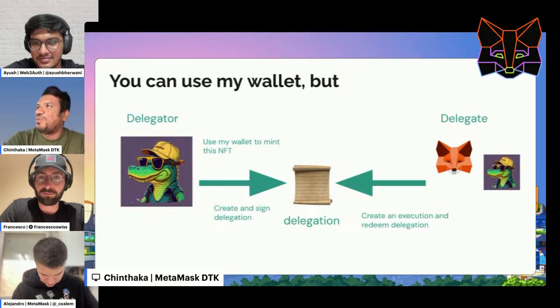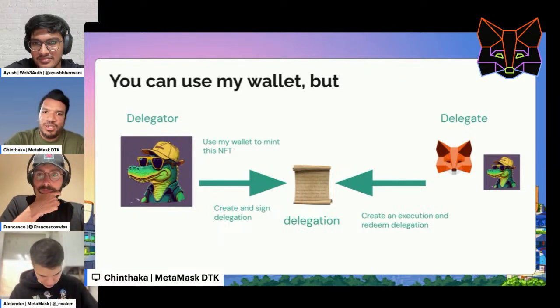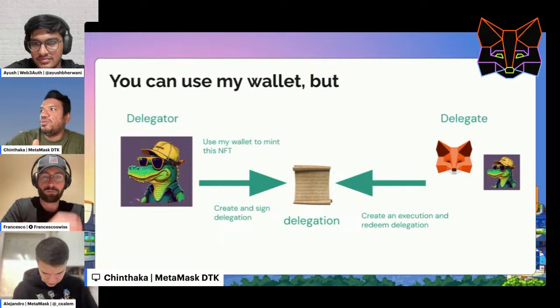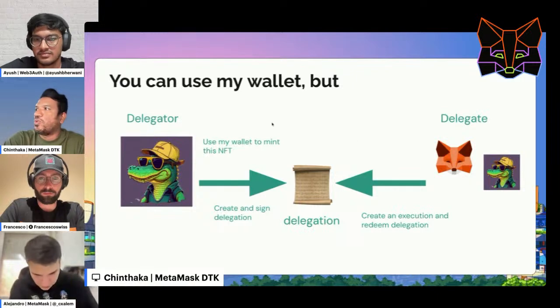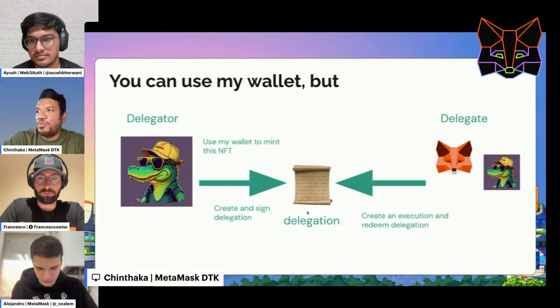Here you have the delegator, which is your smart account. What you can do is allow some other party, which we label the delegate, to use your wallet. The delegate could be another EOA like MetaMask or some other regular wallet, or it could be another smart account. For example, let's say I want this delegate to spend some amount of tokens from my delegator account. What I can do is create an object called a delegation.